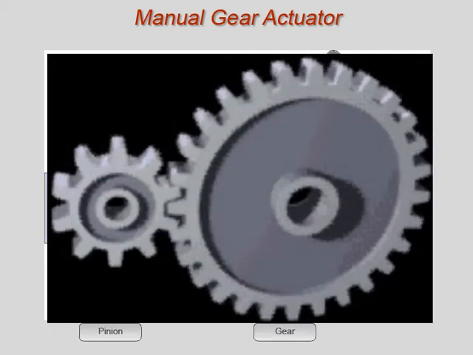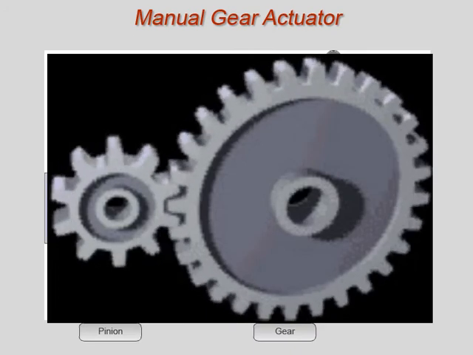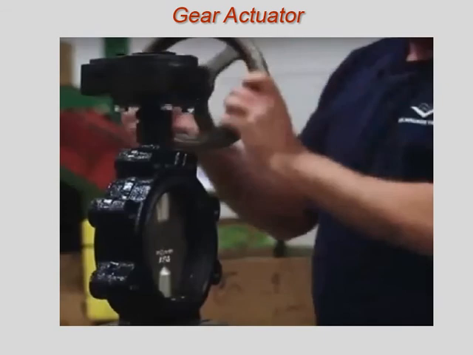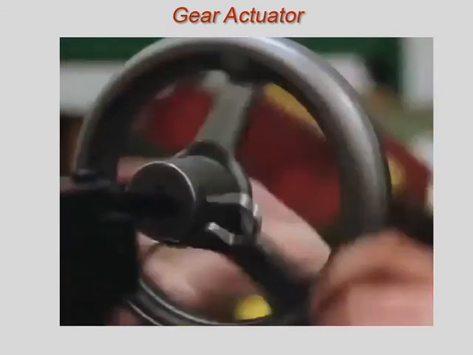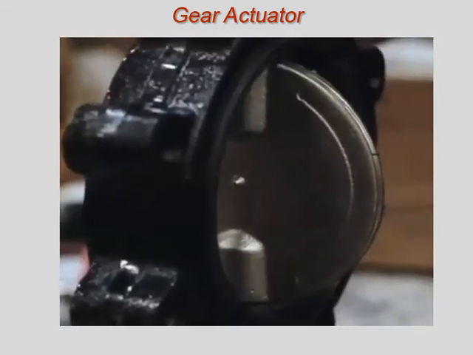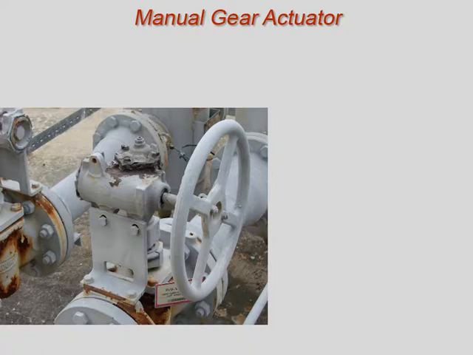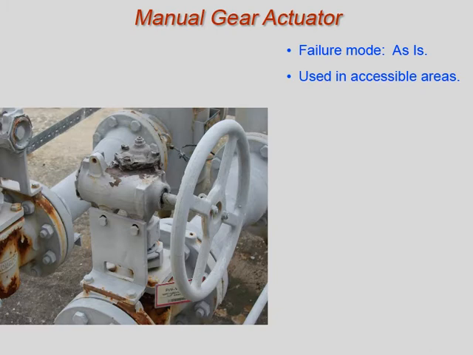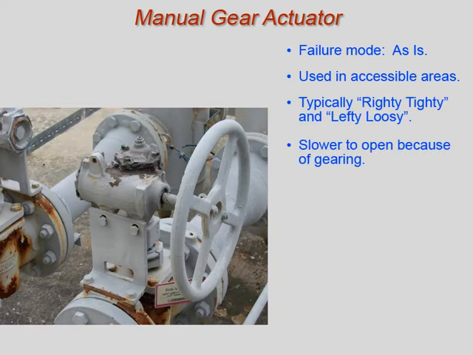Because of the small size of the pinion, it takes longer to open a valve with the gearbox. The gears use the mechanical leverage provided by the different size gears to move larger valves. Just like the other manually operated valves, the failure mode is as is. It is used in accessible areas, also righty-tighty. Because several turns of the pinion are necessary to produce one turn of the valve stem, the operating time of large valves can be exceptionally long.